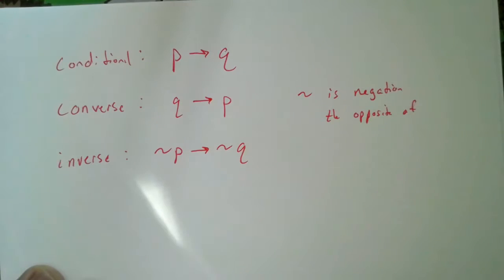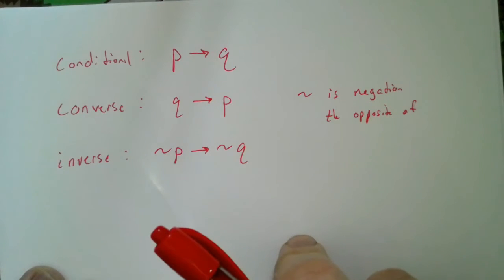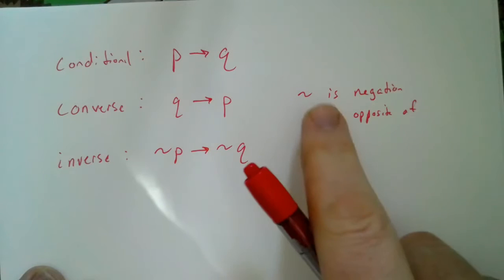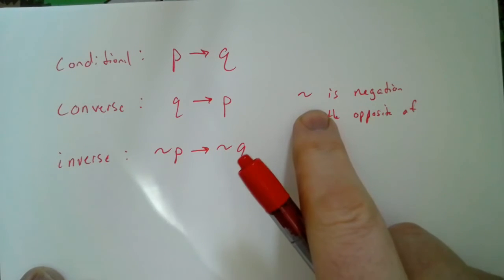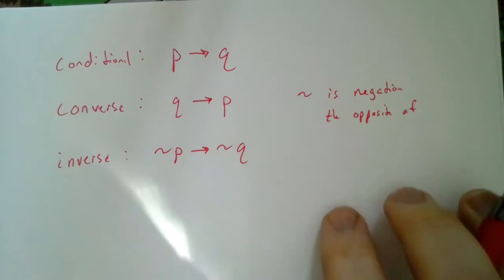So in our last one, we had if it is a right triangle. So the negation of that would be if it is not a right triangle. We had if you are a man, the negation would be if you are not a man. So we've got this idea here of negation is the opposite.